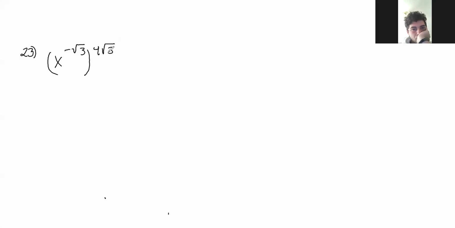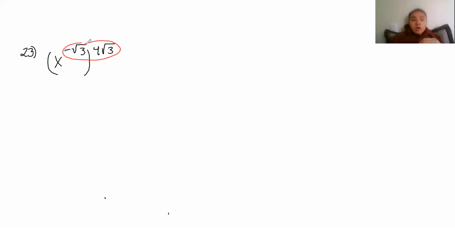And 23 is x to the negative root 3 raised to the 4 root 3. Can you guys verify, is that the correct problem? Yes? Okay, now do you guys remember what to do when it's a power to a power? Do I multiply or do I add the two powers? Multiply. When it's a power raised to a power, you multiply.